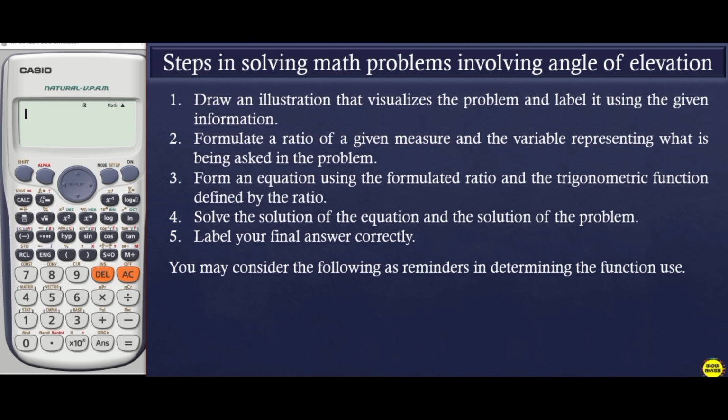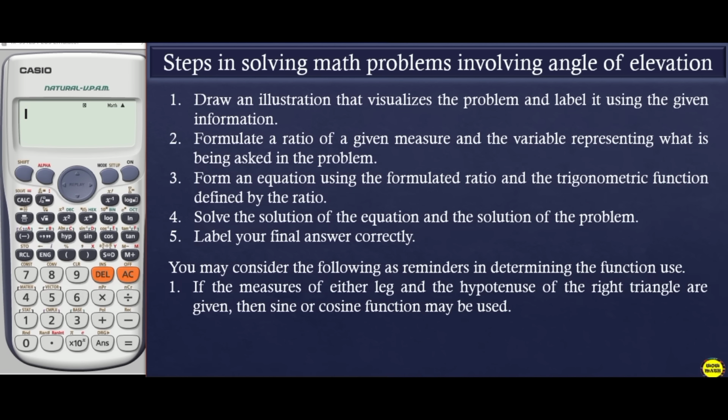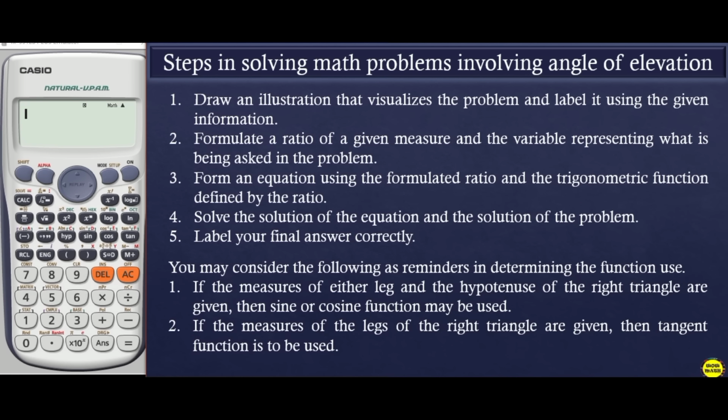Now, you may also consider the following reminders. So, ito yung mga parang tip kung paano nyo malalaman kung anong ratio ang gagamitin ninyo. If the measures of either leg and the hypotenuse of the right triangle are given, so kapag ang given ay leg at hypotenuse, then ang pwede mong gamitin ay sine or cosine function. Kapag naman ang given ay legs of the right triangle, ang pwede mong gamitin ay tangent. Okay? So kapag ang given ay legs, dalawang legs, tangent ang pwede mong gamitin. Kapag ang given naman ay leg and the hypotenuse, ang pwede mong naman gamitin doon ay sine or cosine.